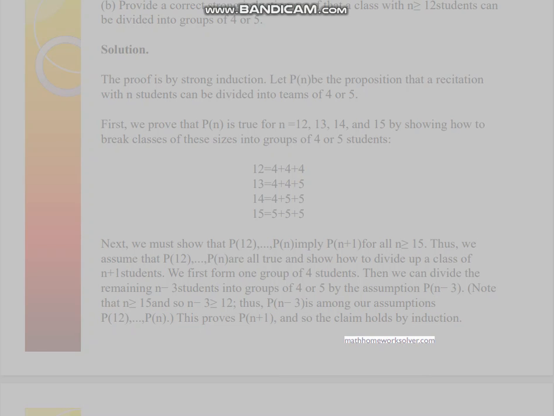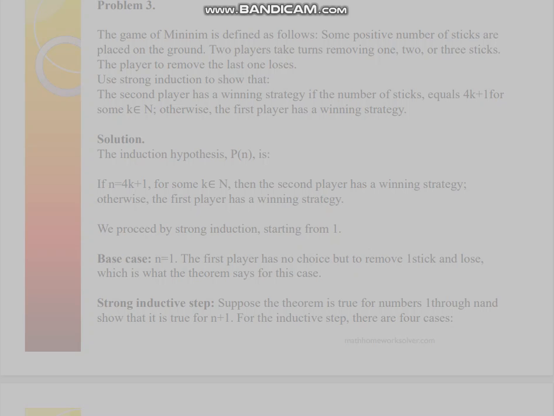MathHomeworkSolver.com. Problem 3. The game of minonym is defined as follows. Some positive number of sticks are placed on the ground. 2 players take turns removing 1, 2, or 3 sticks. The player to remove the last one loses. Use strong induction to show that the second player has a winning strategy if the number of sticks equals 4k plus 1 for some k ∈ ℕ, otherwise, the first player has a winning strategy.